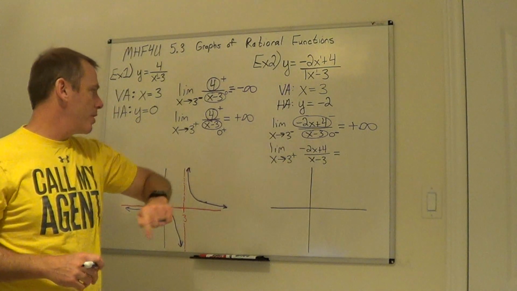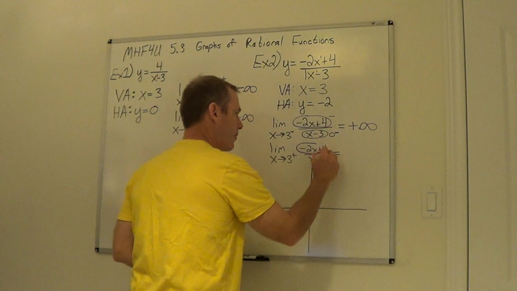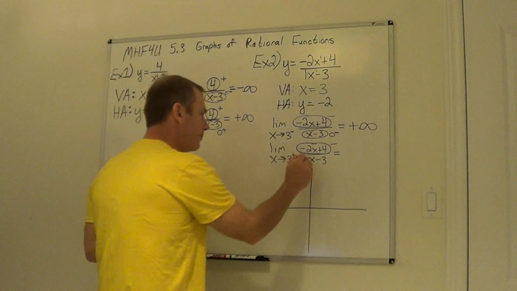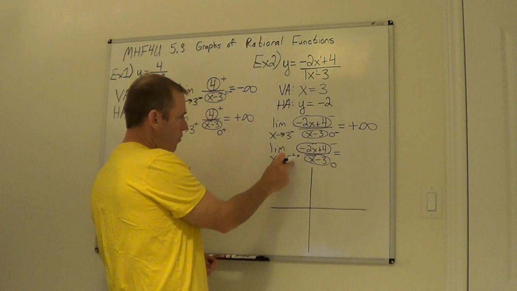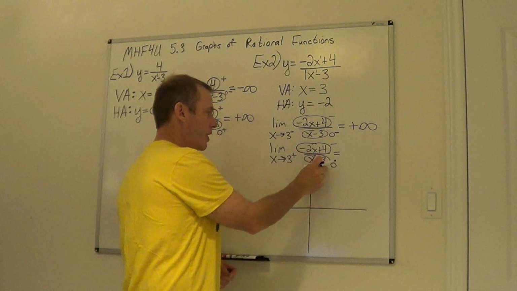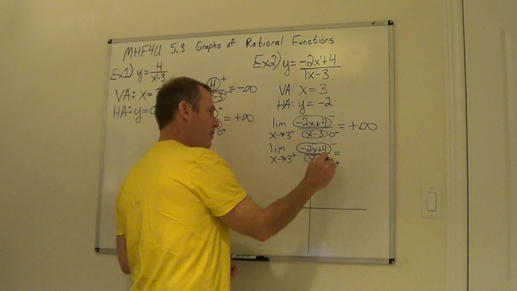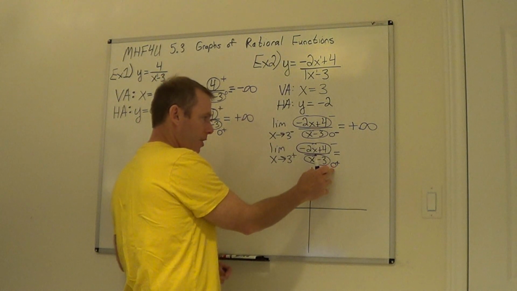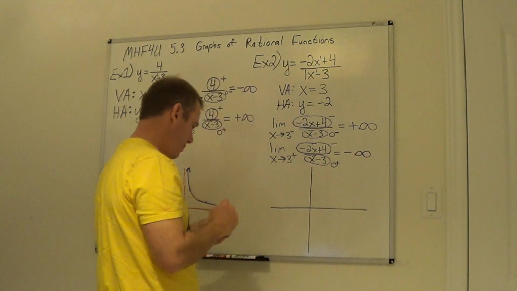Alright, now I'm approaching from the right-hand side of 3. Again, the top, I plug in a 3, I'm going to get a negative number. The bottom, this time, before it hits 0, a number right of 3 is like 4. 4 minus 3 is positive. So if I take a negative number and divide it by a very, very small positive number, that's what 0 plus means, I'm going to get negative infinity.